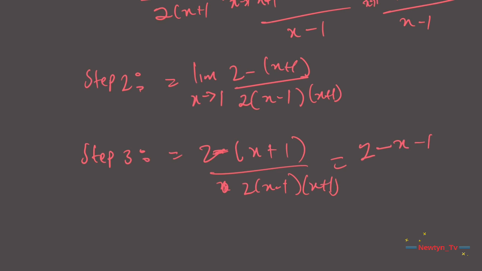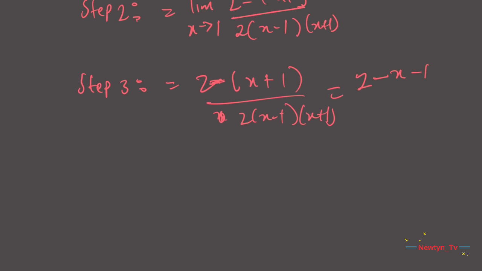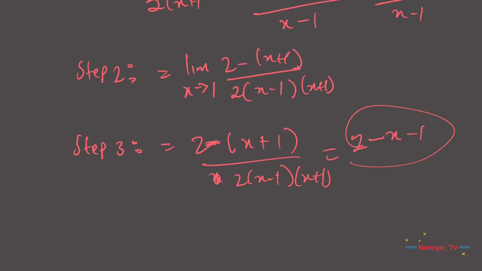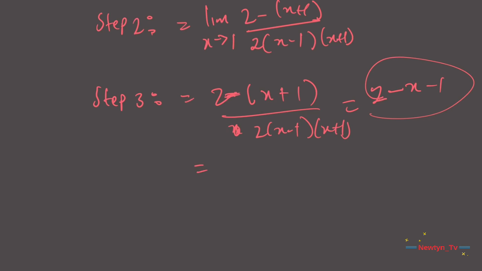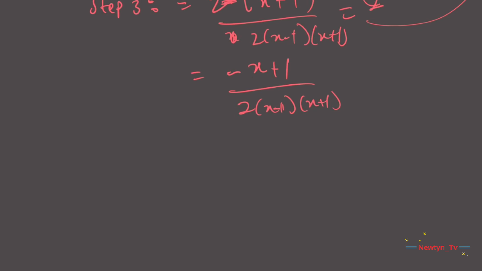So that's the top one that I just did right here. So minus 2 minus 1, adding it to 2 there, we should get minus x plus 1 on 2 multiplying x minus 1 multiplying x plus 1.